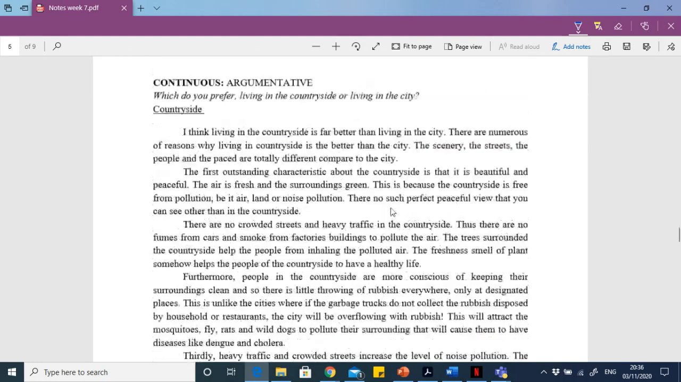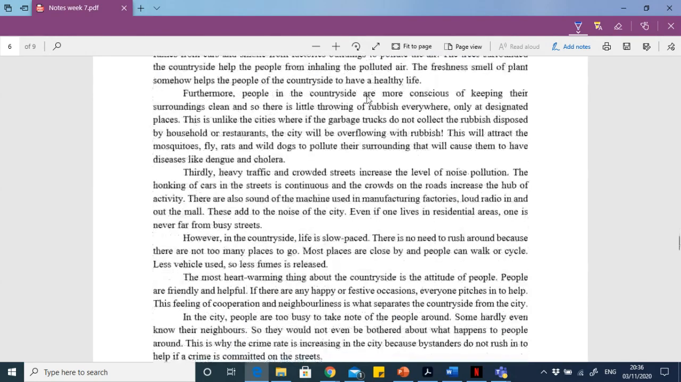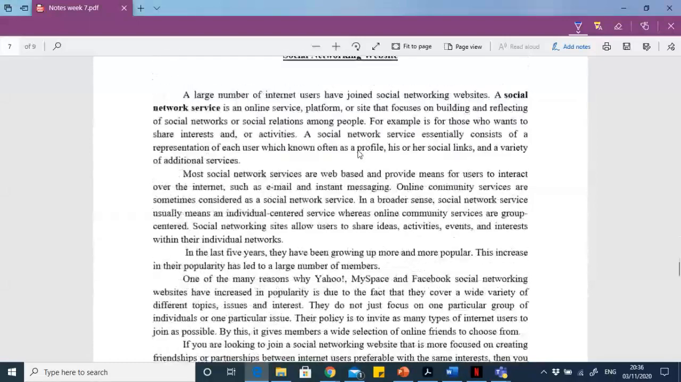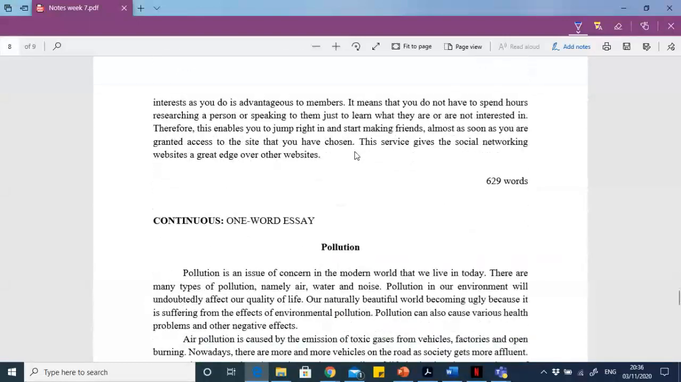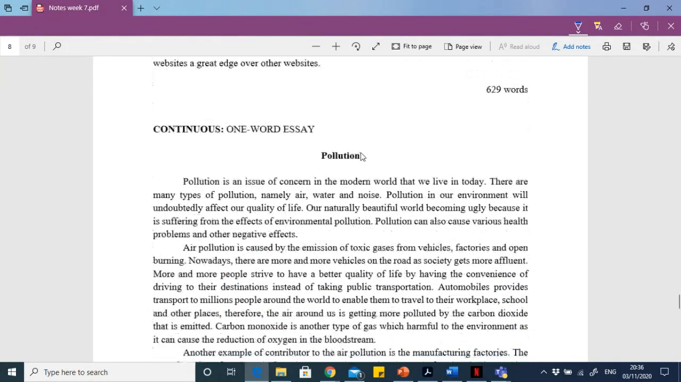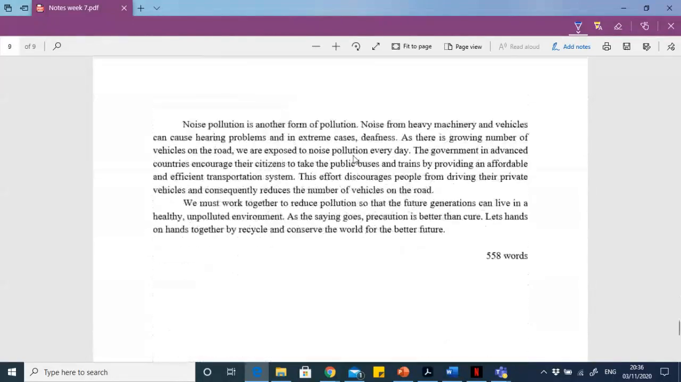All right, and then, which do you prefer, living in the countryside or living in the city? For example, an argumentative essay. So I think, okay, and then you give your points. All right, follow what your teacher has mentioned. So these are basically, okay, so now let me show you a one word essay.